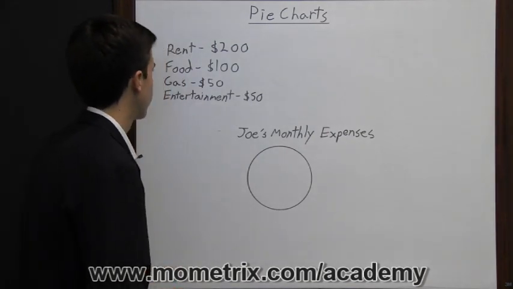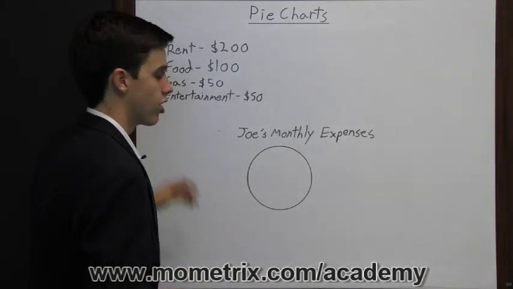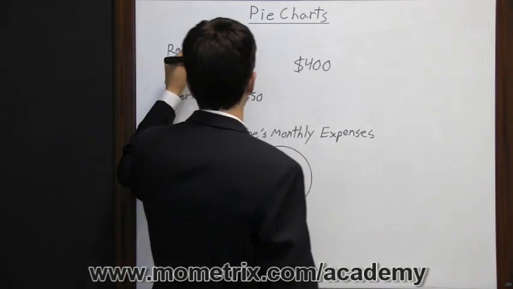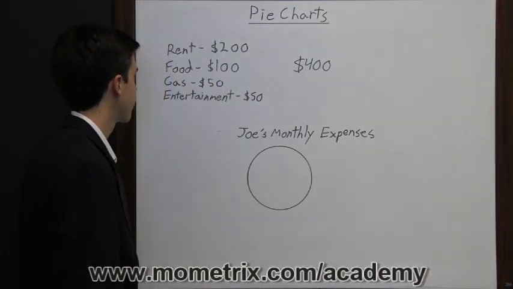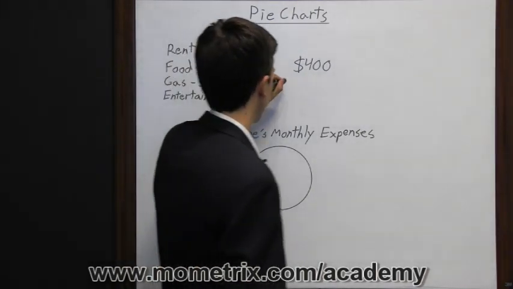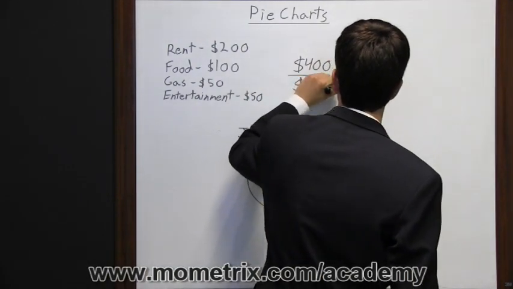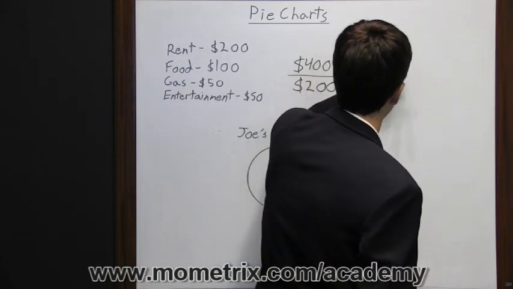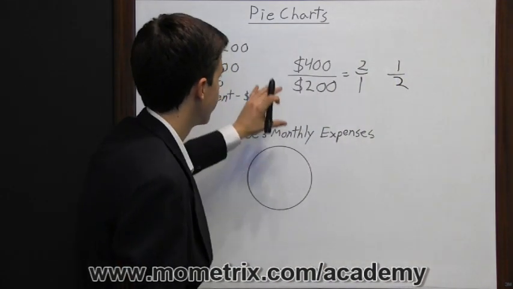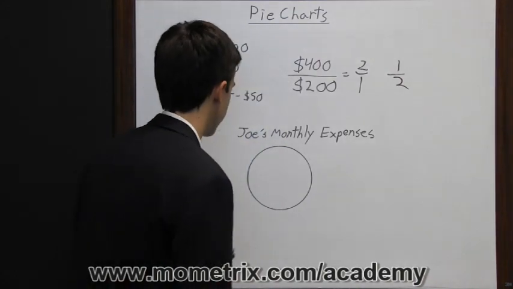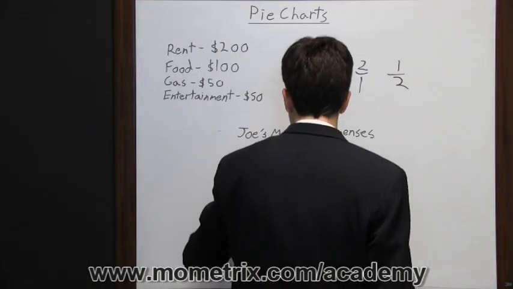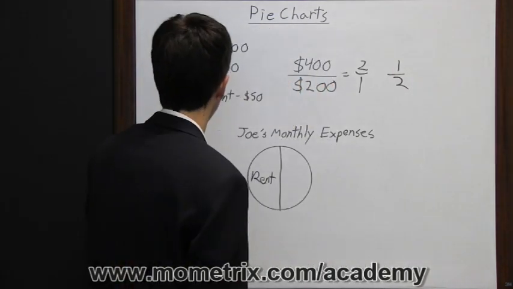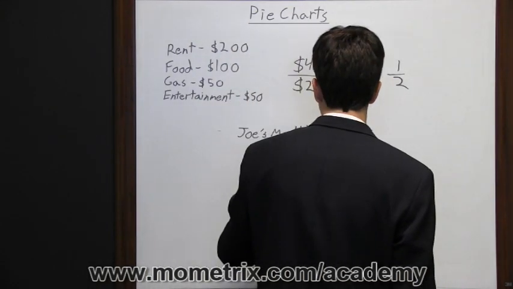So now we first need to understand how much money total is being spent. So here is $400 total. 200 plus 100 plus 50 plus 50 is 400. So we see here rent is $200. So if rent is 200, then we can reduce this down to 2 over 1, or flip it over. So here the important thing is that you realize that 200 is 1/2 of 400. So if we draw a line right here, we realize that rent is half, or 50% of all of Joe's expenses. Well, food is $100, so that's a quarter of it.